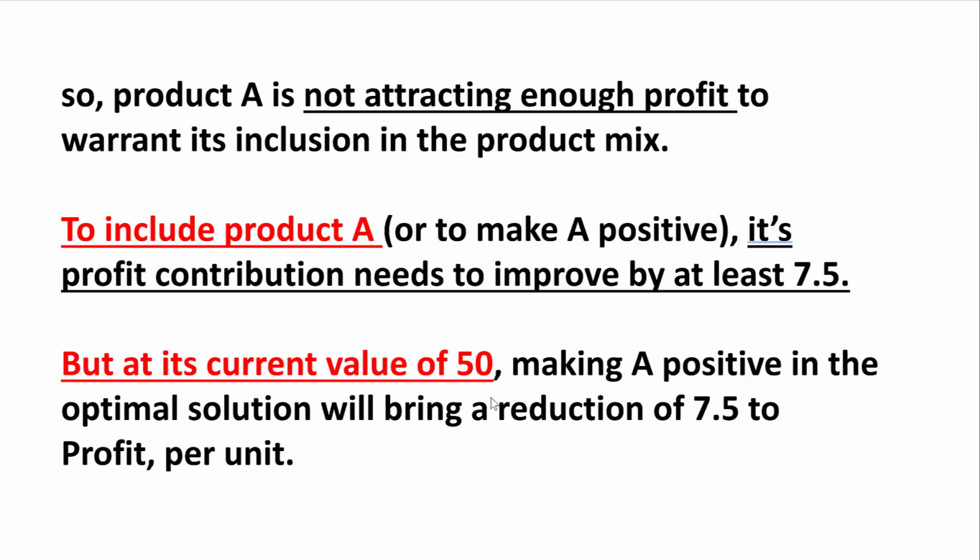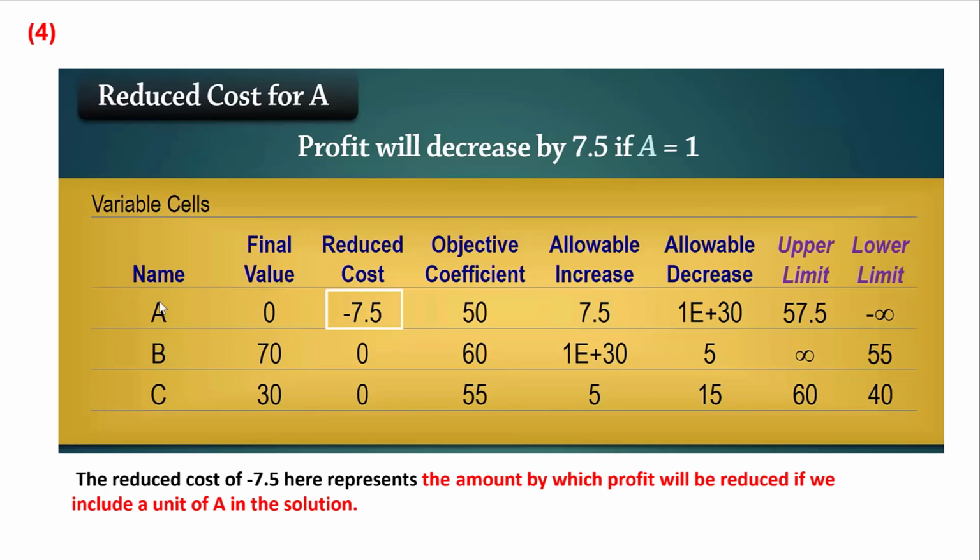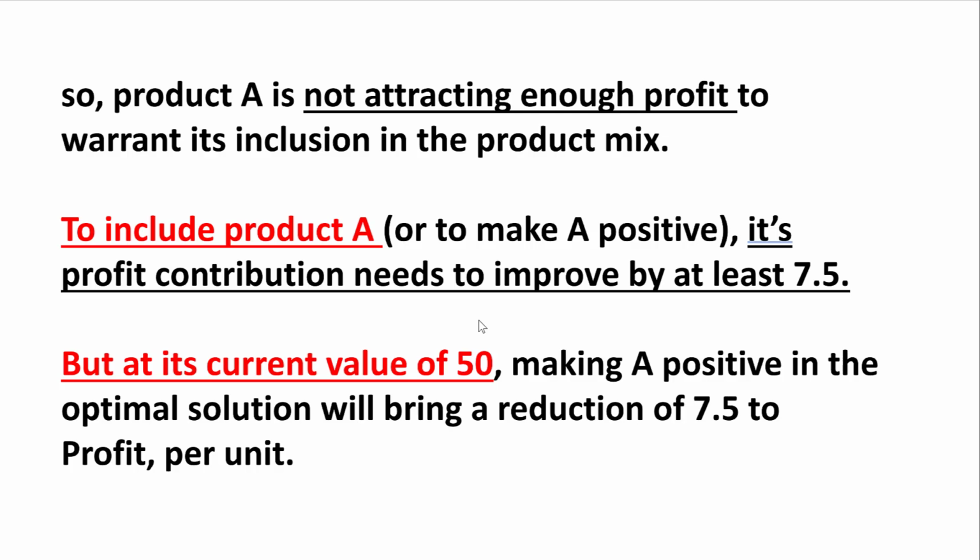Making A positive in the optimal solution instead of 0 will reduce the optimal solution by $7.5. So if we need to include A, or produce any units of A in the solution, the unit profit at least instead of 50 should be 57.5 to be included in the optimal solution.